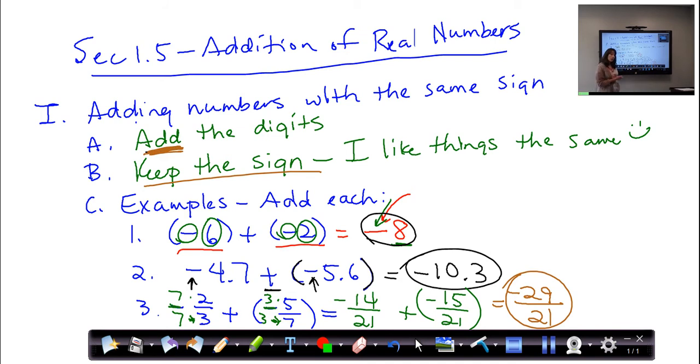Do you turn it into a mixed number? When do you turn it into a mixed number? Right. You turn it into a mixed number when you start with a mixed number. We didn't. We started with basic fractions. So you don't need to turn it into a mixed number unless you started with one. But remember, MyMathLab is a picky program, so be sure that you follow whatever MyMathLab tells you to do. So that's what happens when you add numbers that have the same sign.